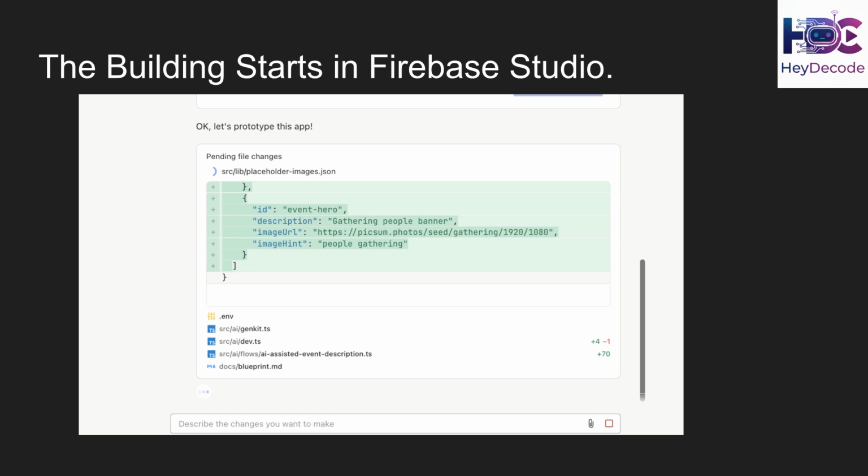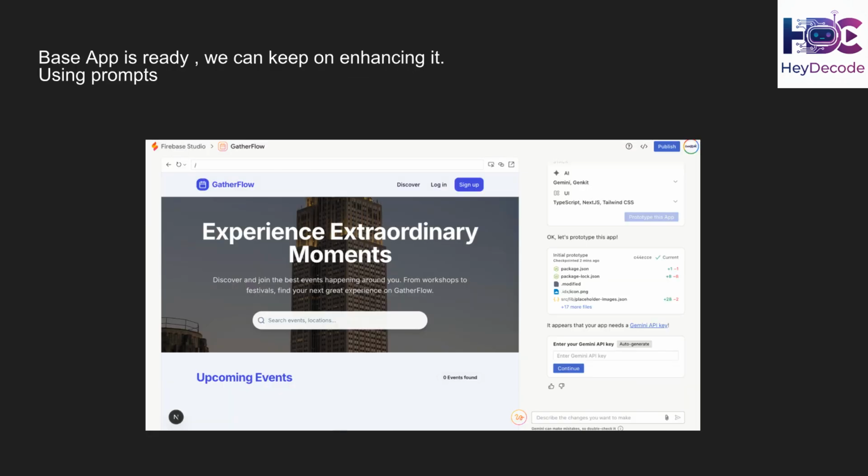The building process begins in Firebase Studio, with the AI generating the necessary code files and structure for your application. Once the base application is ready, you can continue enhancing it with additional features and refinements by using new prompts.